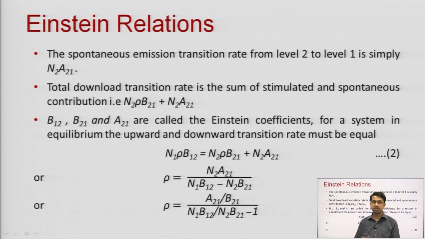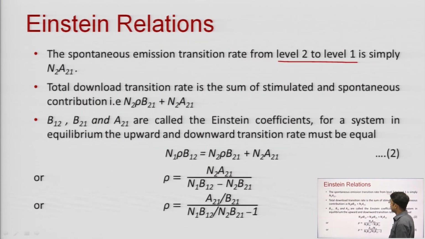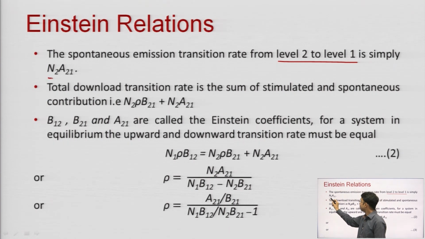Now, this was downward transition due to stimulated emission. Now, downward transition due to spontaneous emission. There will be spontaneous emission also, right? Some electrons will jump from excited state to ground state due to spontaneous emission because their time expires. The spontaneous emission transition rate from level 2 to level 1 will depend only on the number of electrons in excited state. It will not depend on energy density, because for spontaneous emission we do not need a photon.